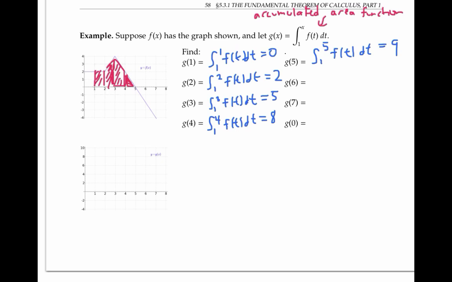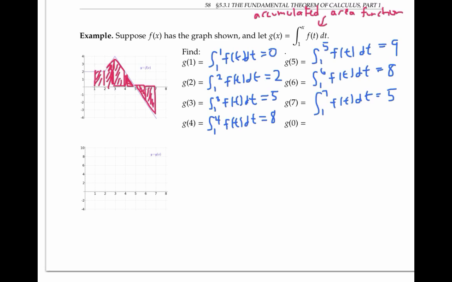As we go from g of 5 to g of 6, we start accumulating negative area because f is now below the x-axis. So here I've accumulated 1 unit of negative area, which means that g of 6 is 1 less than g of 5. In other words, g of 6 is 8. G of 7 is 5, since we accumulate 3 more units of negative area.